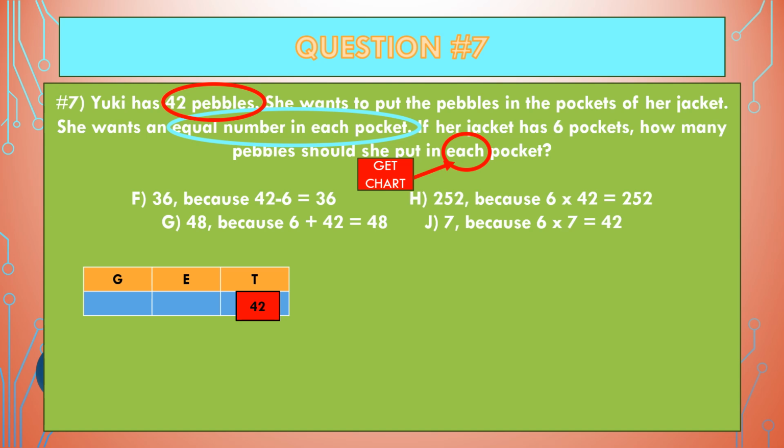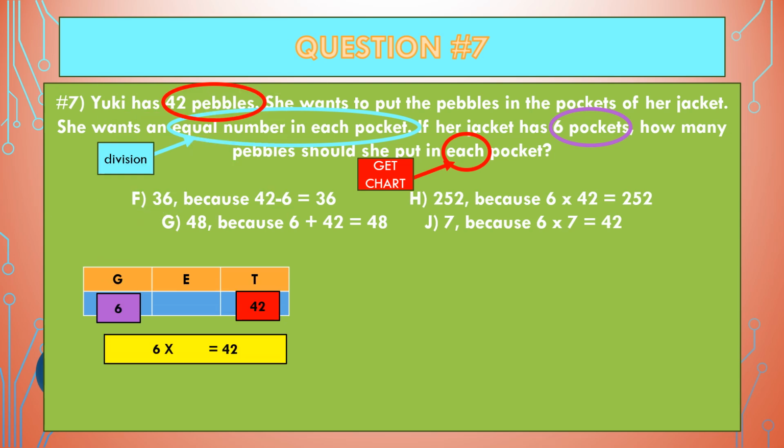Anytime you have an equal number of something in something, then that means you're going to divide. Okay, you're either dividing or you're multiplying. Usually it's dividing. Now, if her jacket has 6 pockets, how many pebbles should she put in each pocket? So that means the pockets are the groups because they ask you for the each. So you don't know the each.